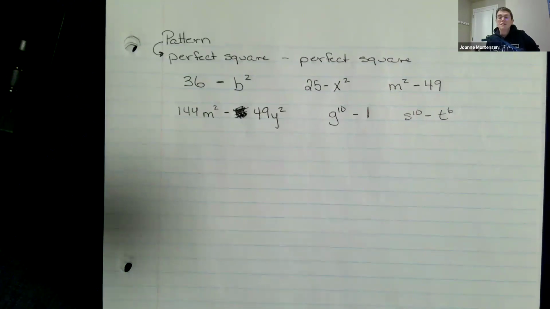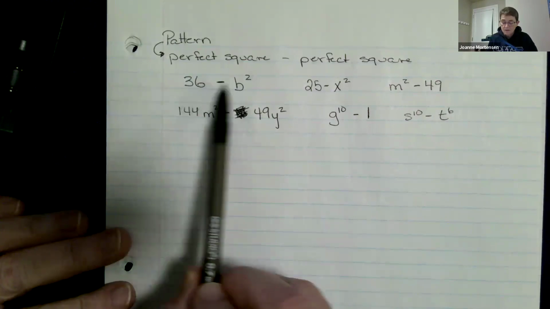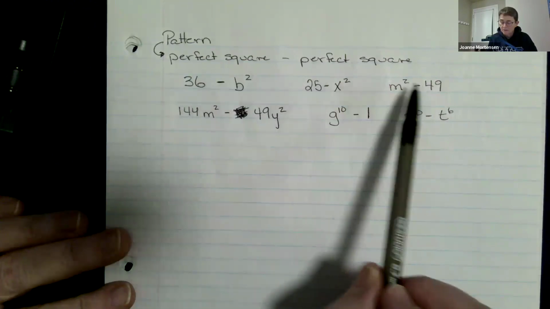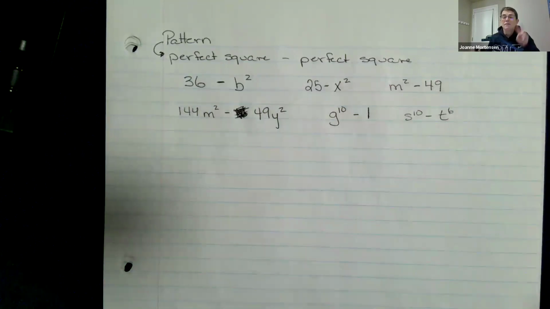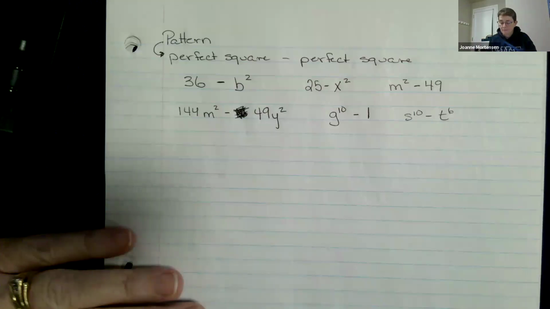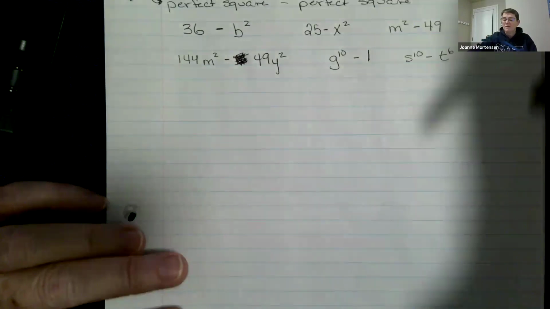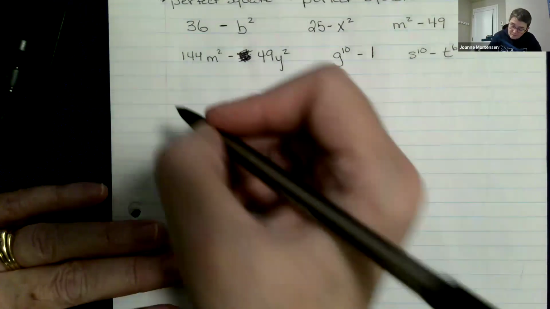Oh, also, how many terms do we have in each of these answers? Yeah, 2 terms. 1, 2, 1, 2, 1, 2, 1, 2, 1, 2. If it doesn't have 2 terms, it's not a difference of squares. So let's review what we have to have, and then I'll teach you how to do it.